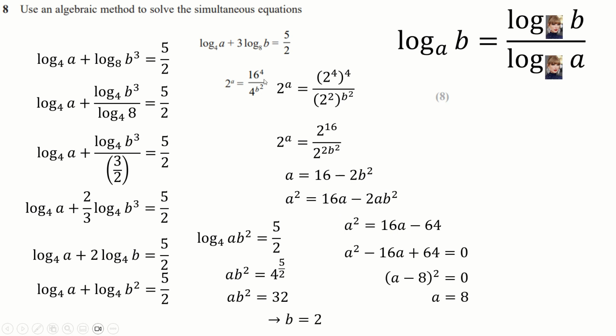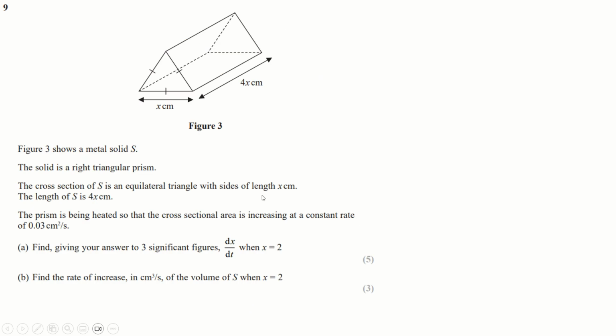And just to explain this, I couldn't be bothered to write it down, but you can't use minus 2 because you can't put a negative in this log here. So b is 2 will be the only answer, and just maybe explain that.